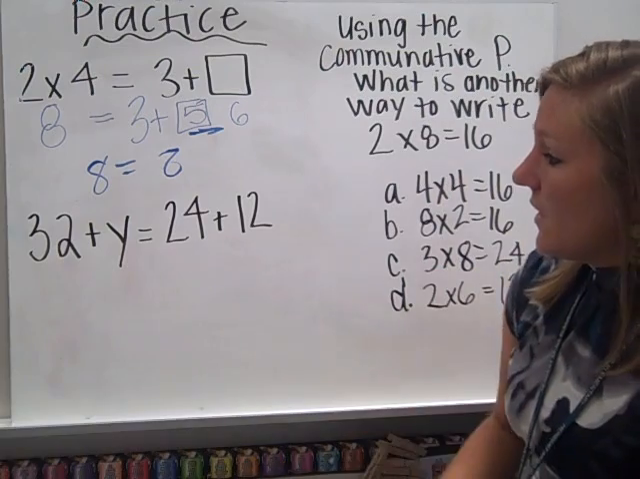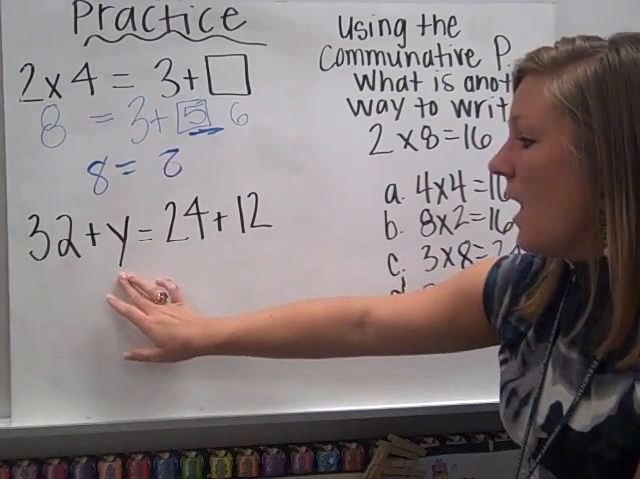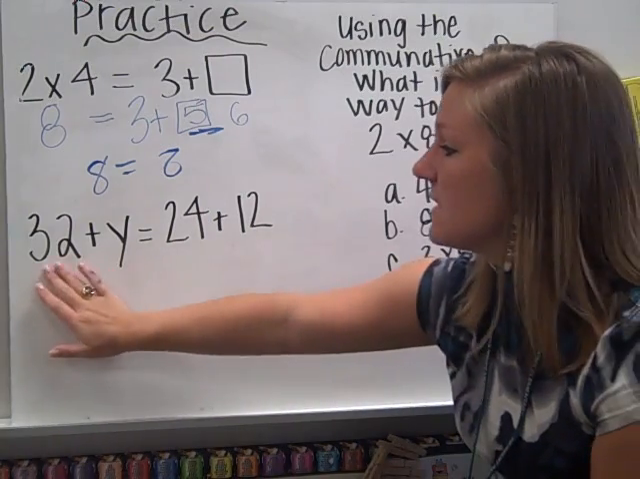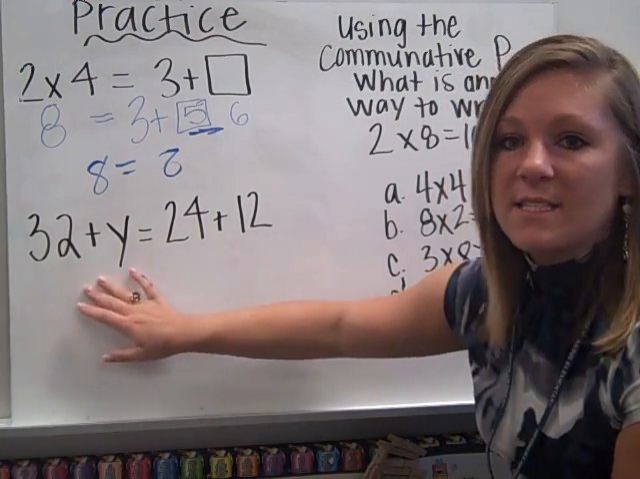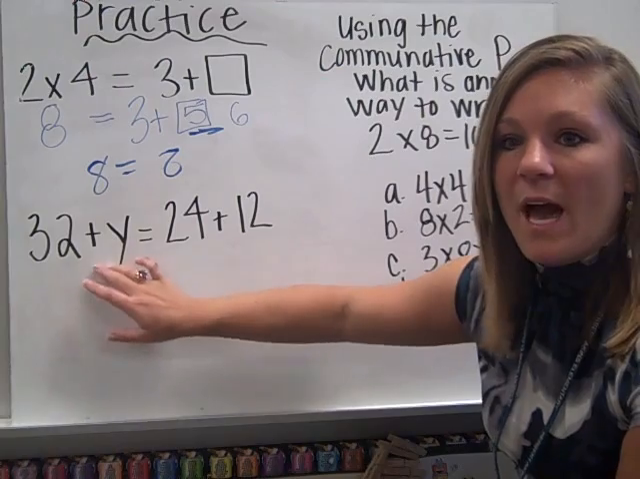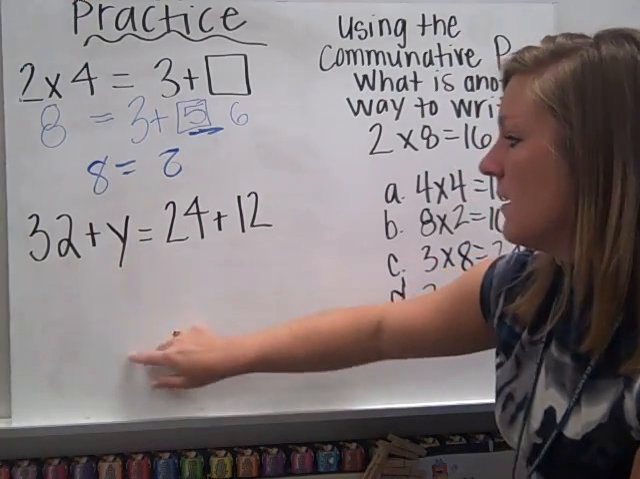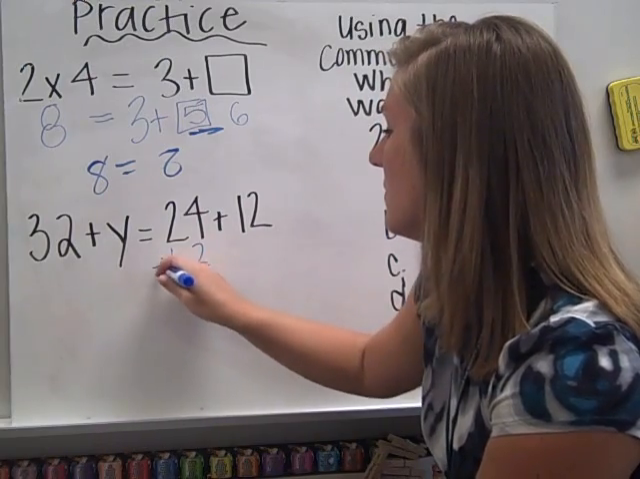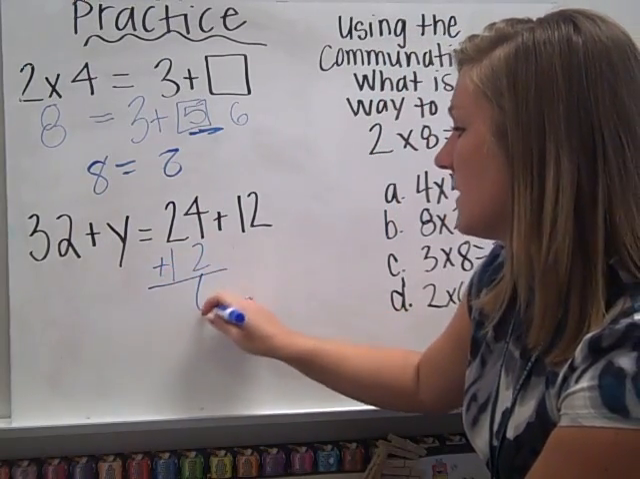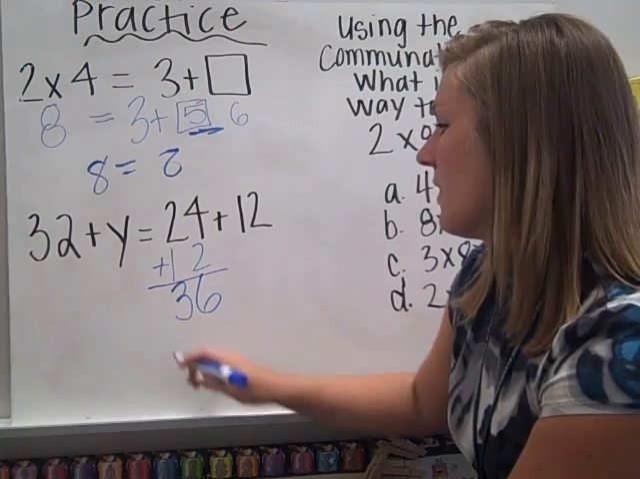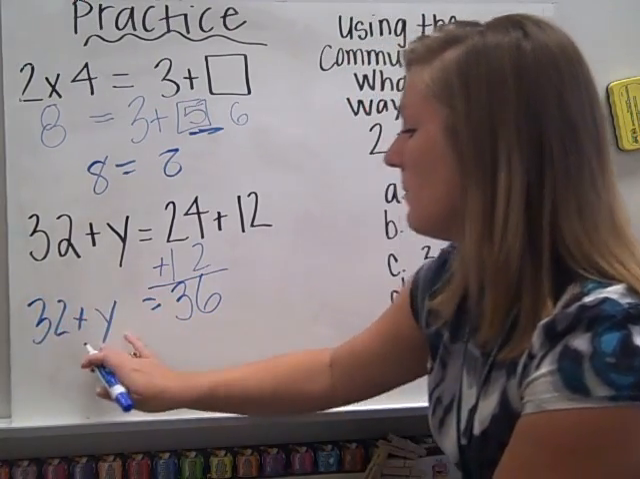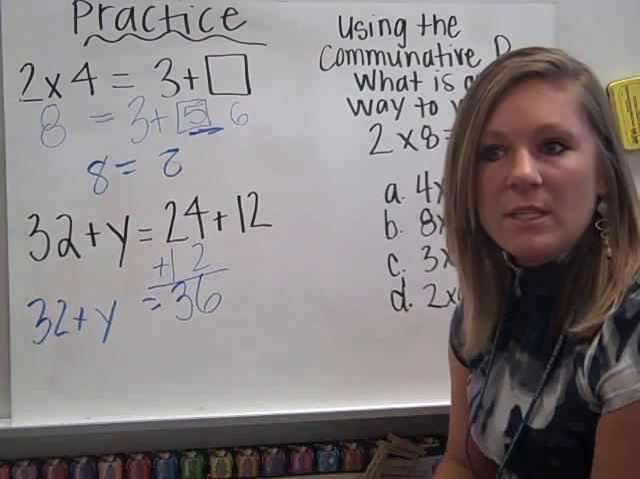Okay, moving down here, I have 32 plus y equals 24 plus 12. Again, this is the side. I don't really know what this is yet because I don't know what I'm looking for. I have an unknown here, y. So 24 plus 12, I can figure that out. 4 and 2 is 6. 2 and 1 is 3, 36. So I know that 32 plus some number y must equal 36.